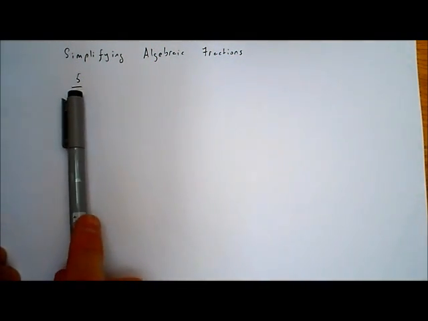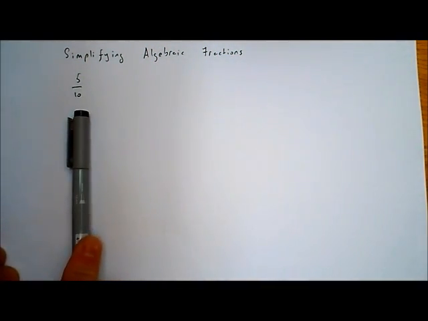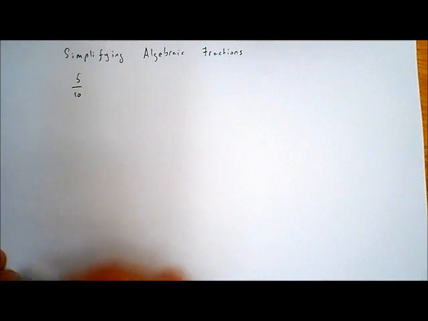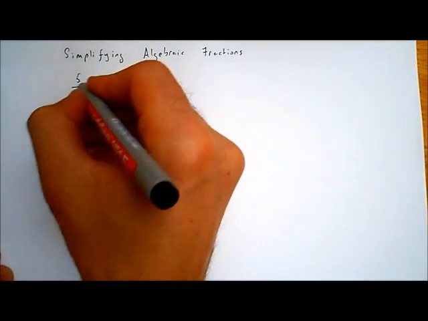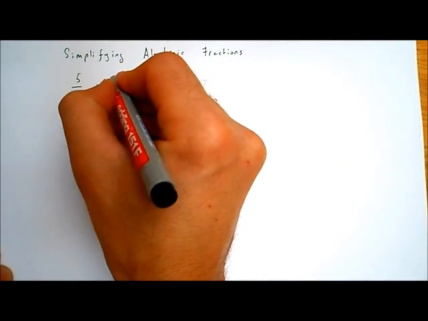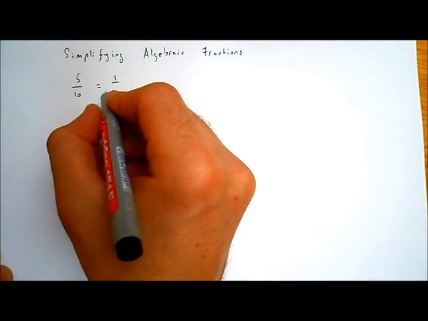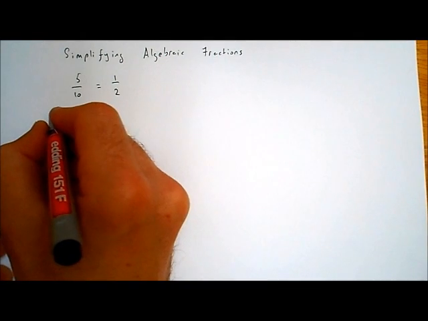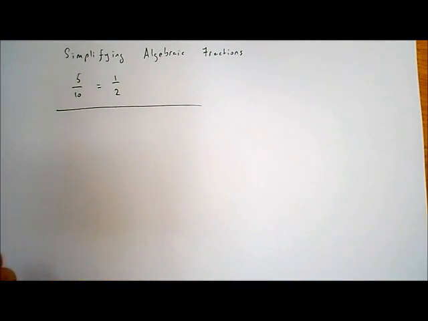So what's the highest common factor of 5 and 10? And the highest common factor is 5. So we can divide top and bottom, the numerator and the denominator, by the highest common factor, which is 5. And if we divide the top by 5, we get 1, and divide the denominator by 5, we get 2. Okay, so let's apply that to algebraic fractions.